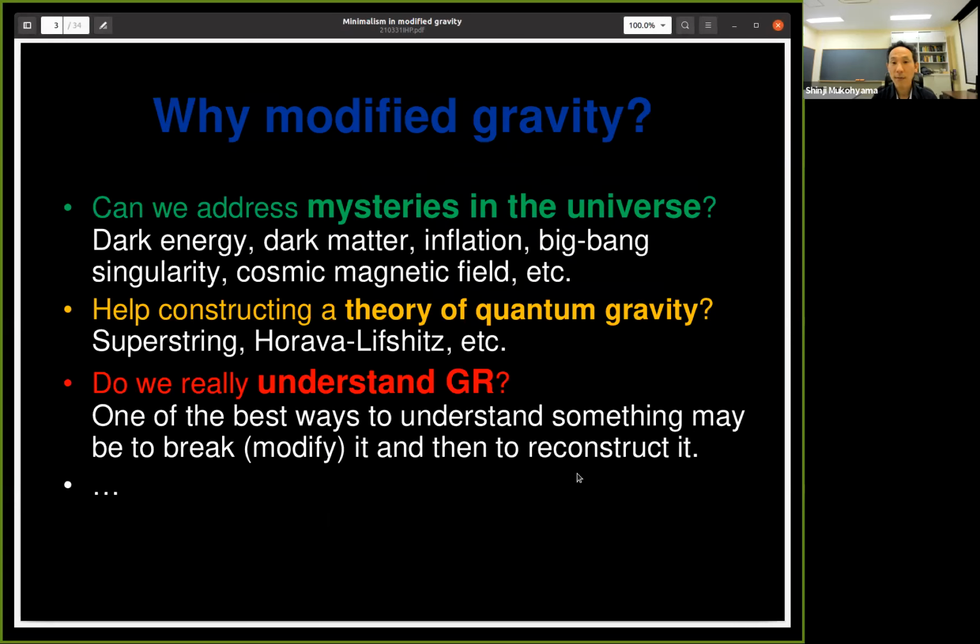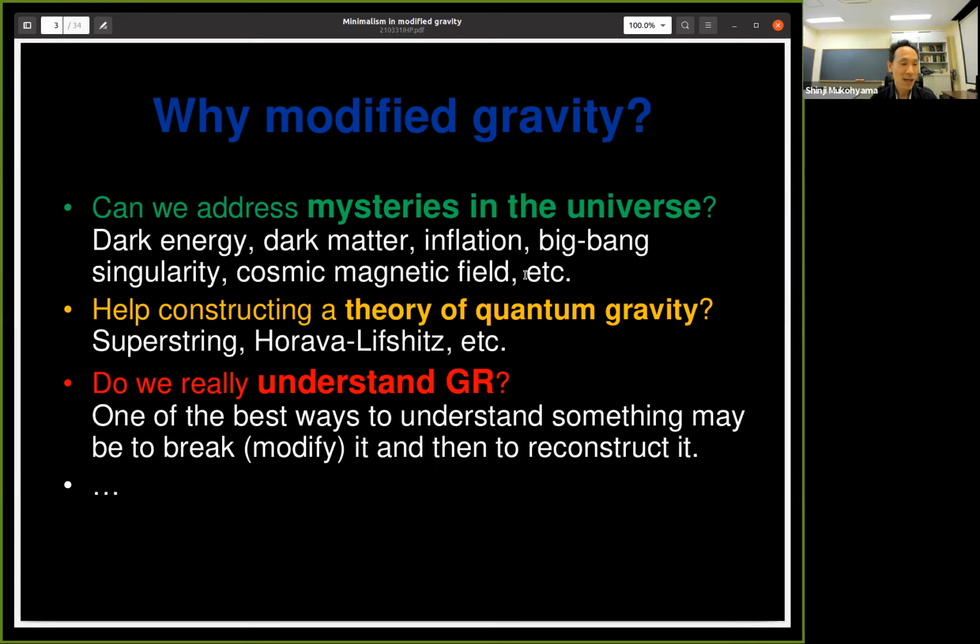So why modified gravity? I think there are many motivations, but particularly these three are very important. First, mysteries in the universe, such as dark energy, dark matter, inflation, Big Bang singularity, maybe the cosmic magnetic field also. If we can replace some of them by modified gravity, that would be great. Okay, this is the first motivation.